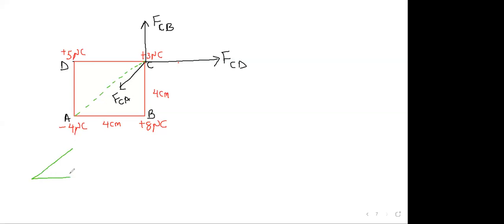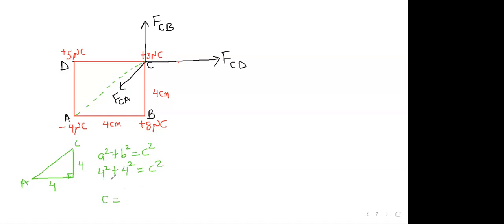So I have said here you have 4, here you have 4. How do we find this distance A to C? Pythagoras theorem. So we know A squared plus B squared is equal to C squared. What is our A? 4 centimeters. So we shall have 4 squared plus 4 squared is equal to C squared. You make your calculation and you tell us what C is.